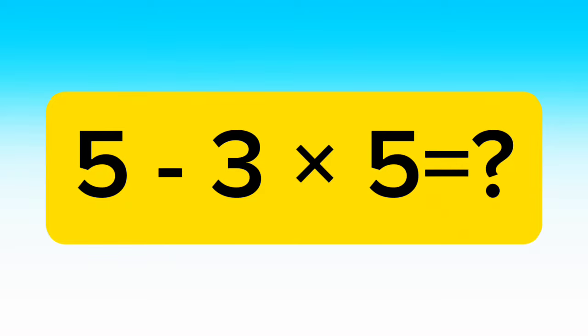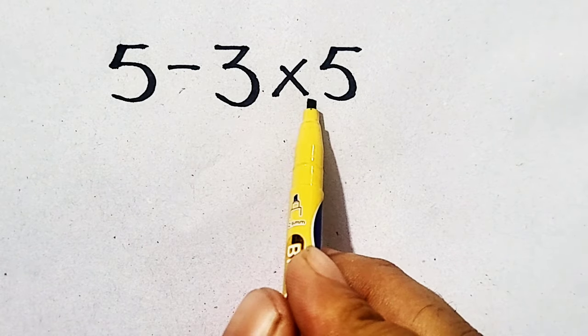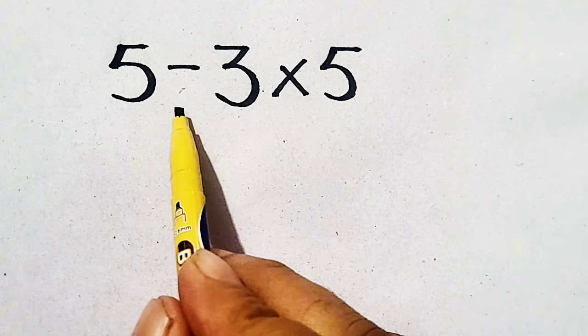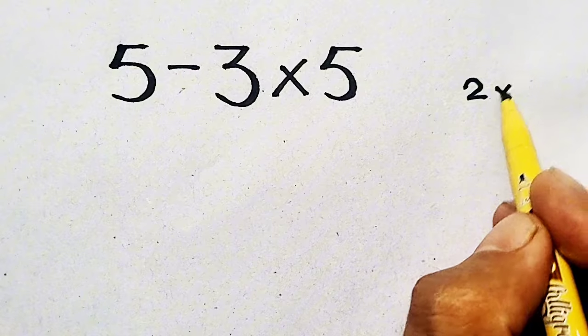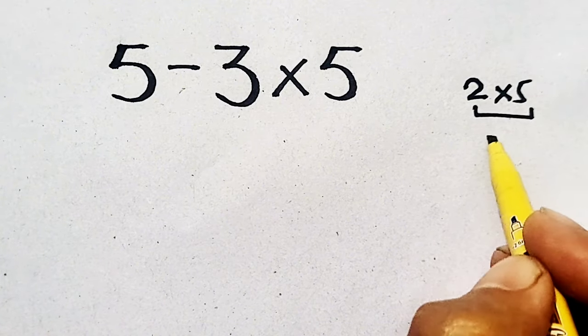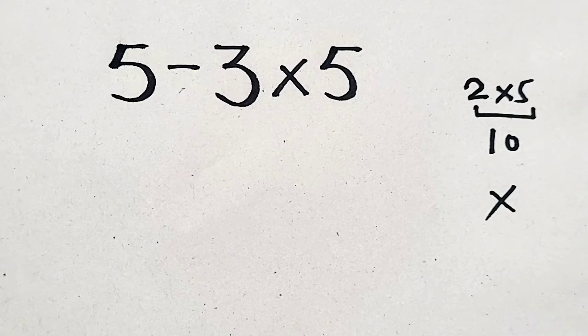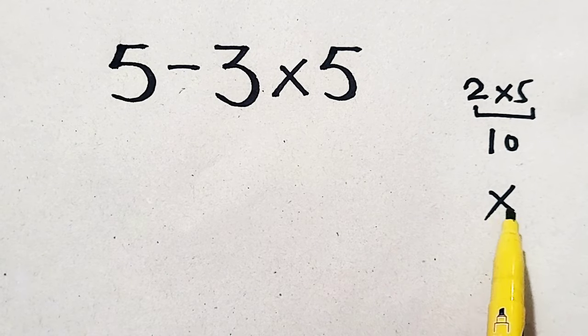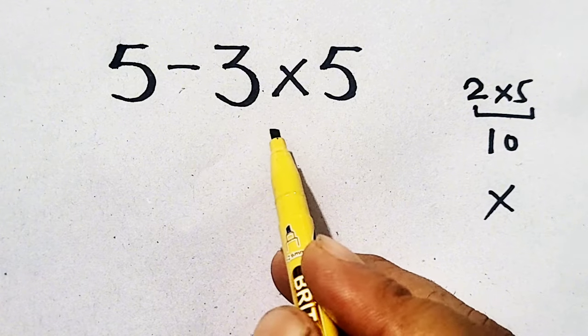Hello, respectable audience. My question is 5 minus 3 times 5. 5 minus 3 is equal to 2. And times 5, 2 times 5 is equal to 10. But 10 is not our correct answer. Why is it wrong? Because we didn't follow the order of operations.